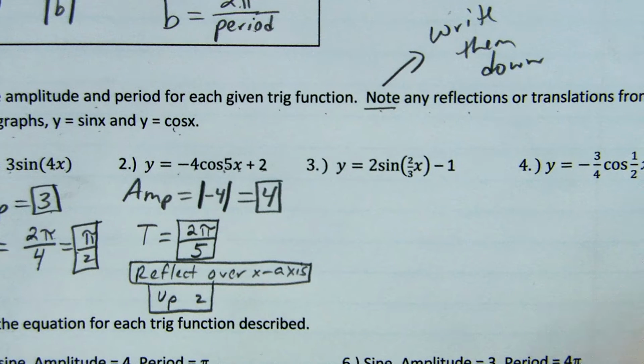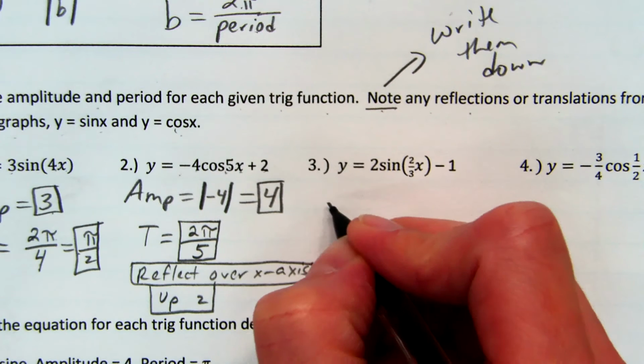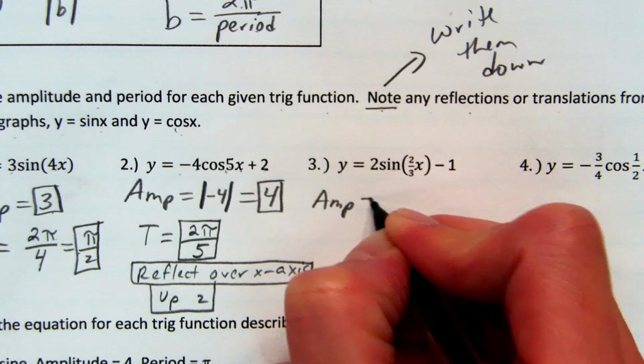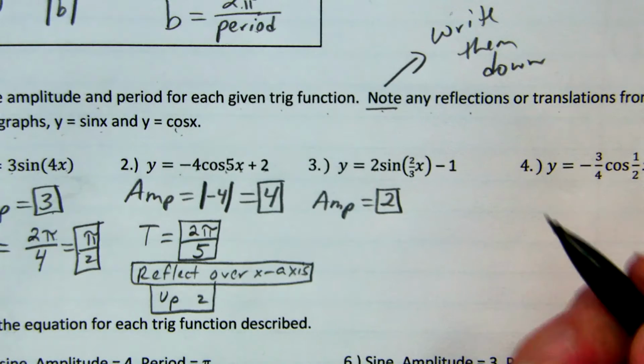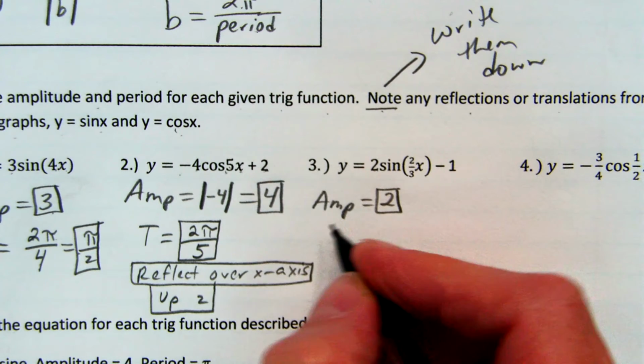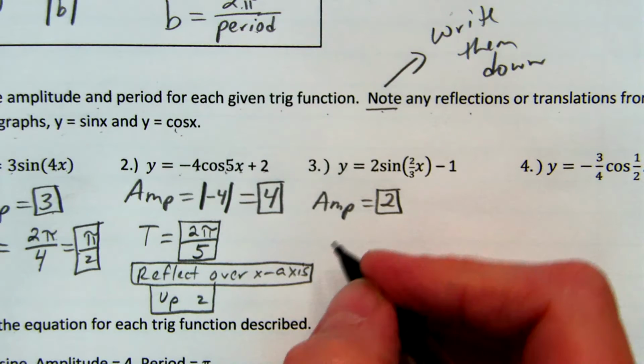Okay, let's take a look at number 3. So let's do the amplitude first. So the amplitude should be easy on this. What is it? 2. Okay, absolute value of 2 is 2. Now the period for this one's going to take a little bit of fraction work, so I'm going to not talk quite so fast and take you through the fractions.